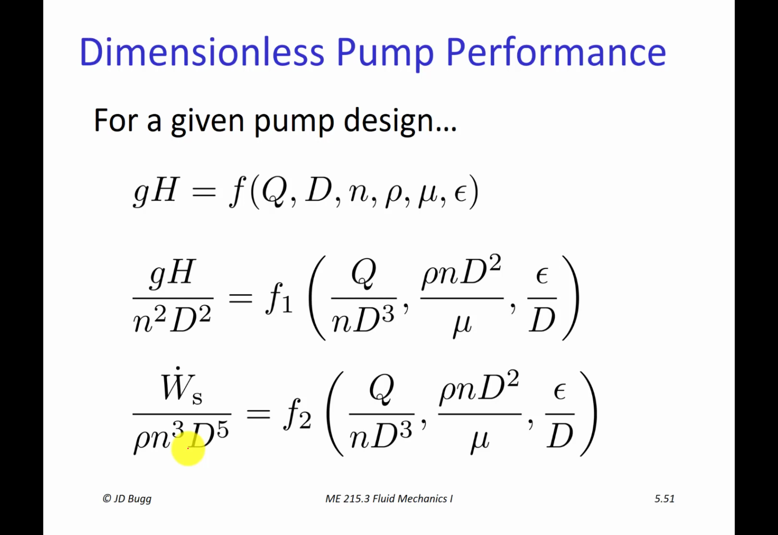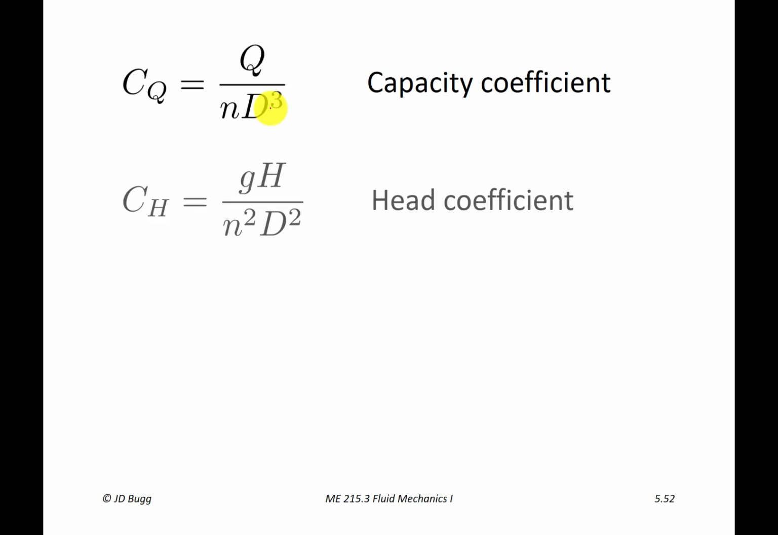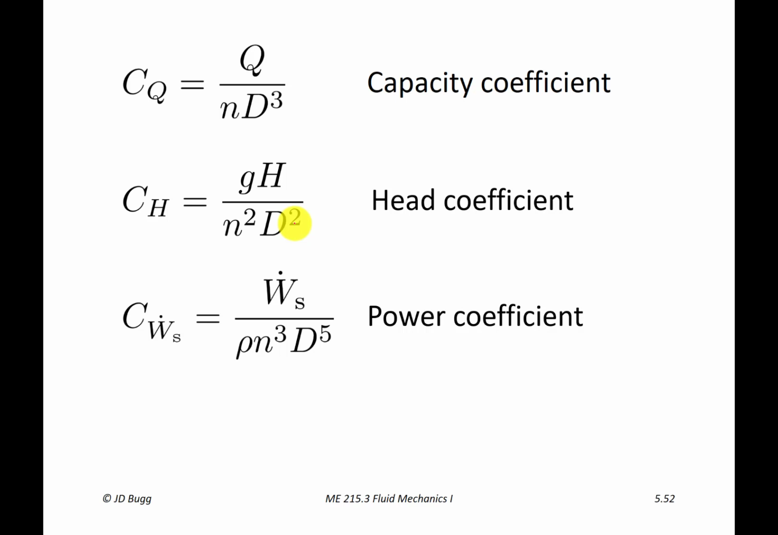The ones we're particularly interested in are these 3. Those 3 are the capacity coefficient. So Q over n d cubed is called the capacity coefficient, capacity referring to the flow rate that we can achieve. The head coefficient is gH over n squared d squared. Notice all these coefficients are dimensionless groups. And finally, the power coefficient, shaft work over rho n cubed d to the fifth.